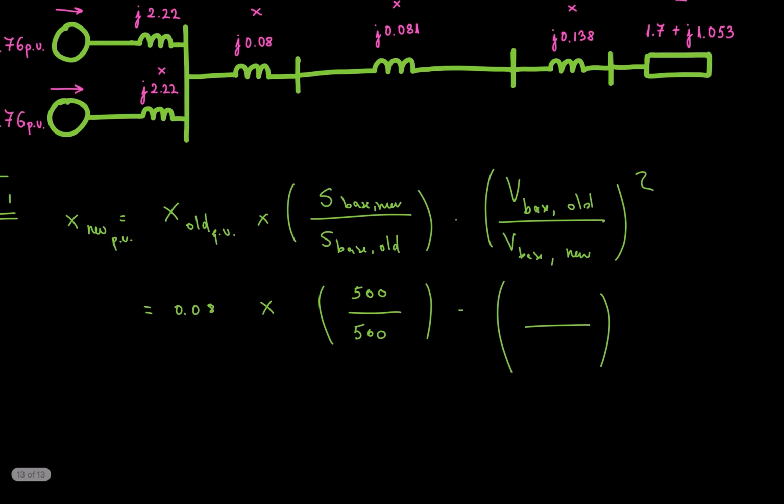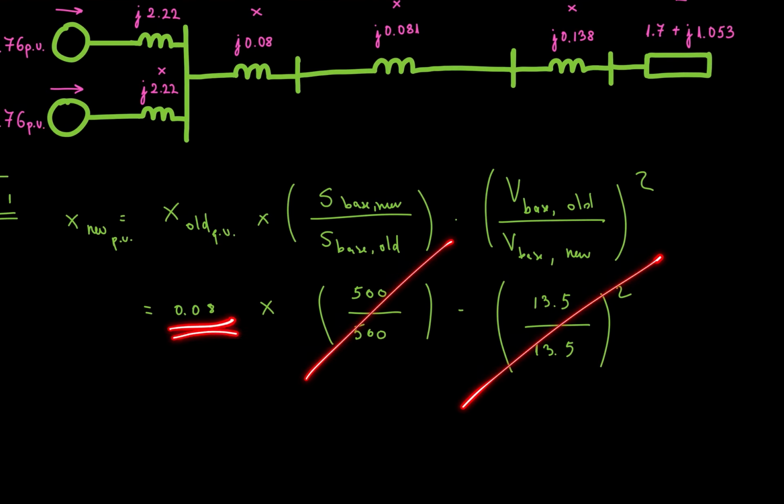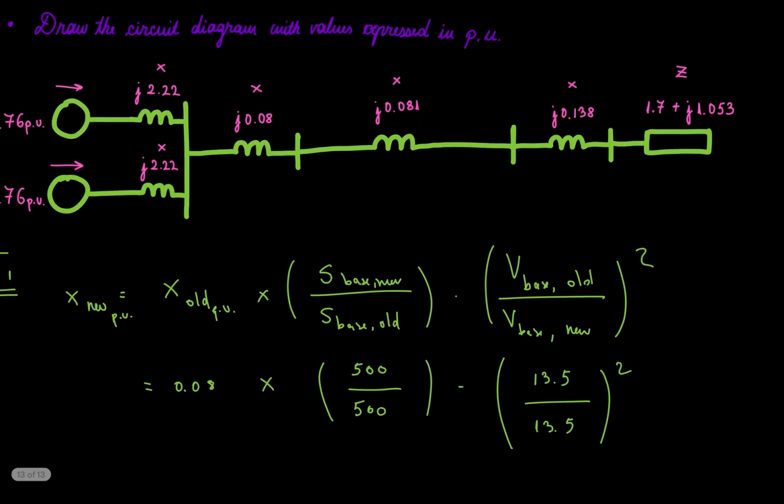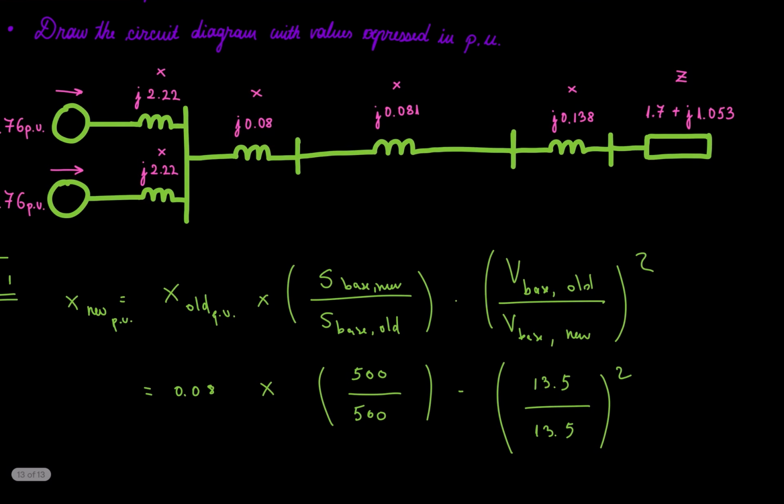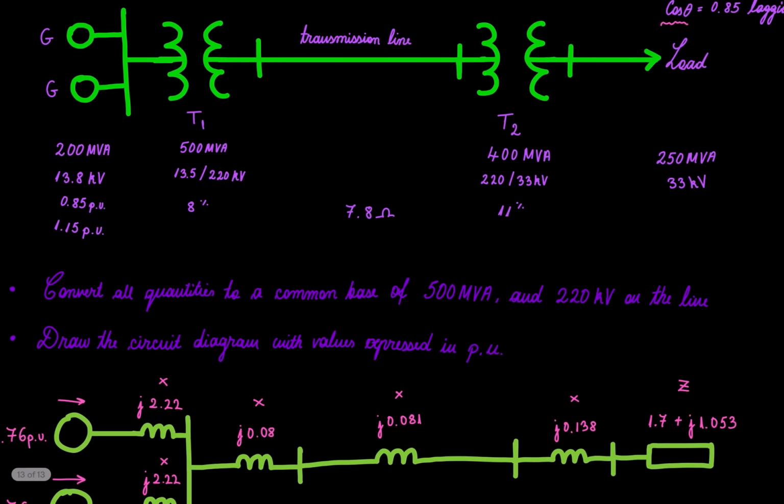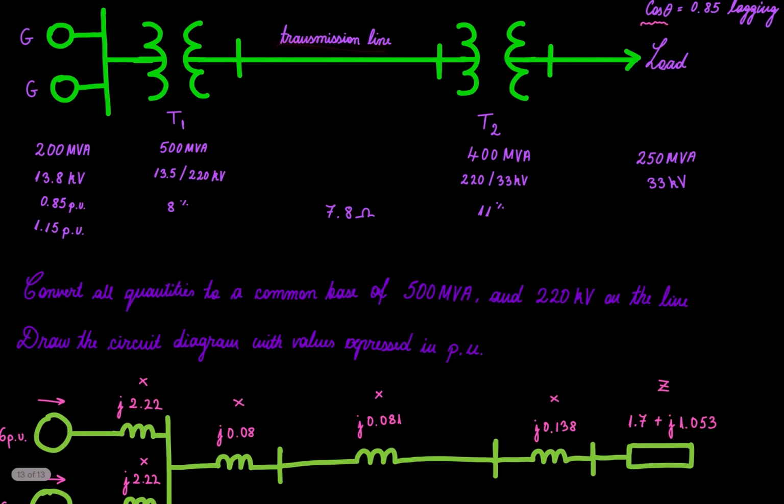So 13.5 over 13.5 squared. This is 1, this is 1, so we just have 0.08 as the reactance at the transformer. Now for the transmission line.